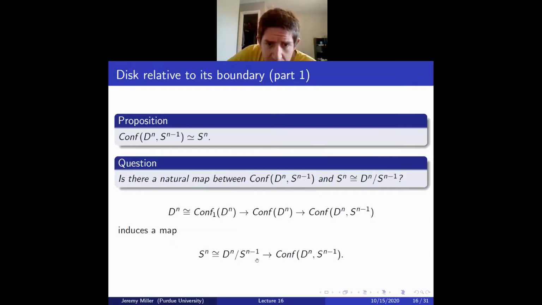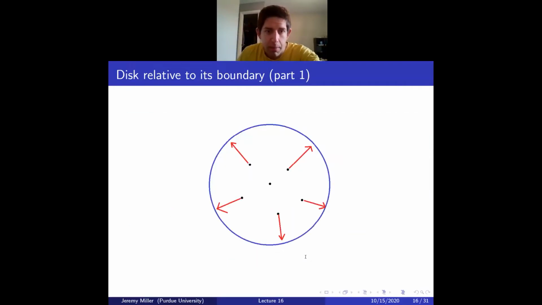And then what you need to do is check that this descends to a map on the quotient. Basically you need to check that all points in the boundary of the disk map to the same point. Well, they're all going to map to the empty configuration. So it descends to a map like this. And so we'll check that this map is a homotopy equivalence by describing a homotopy inverse, which will be similar to the map used in our first construction of the scanning map.